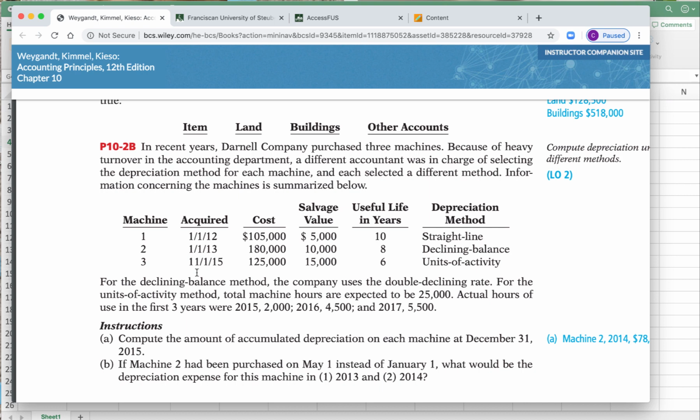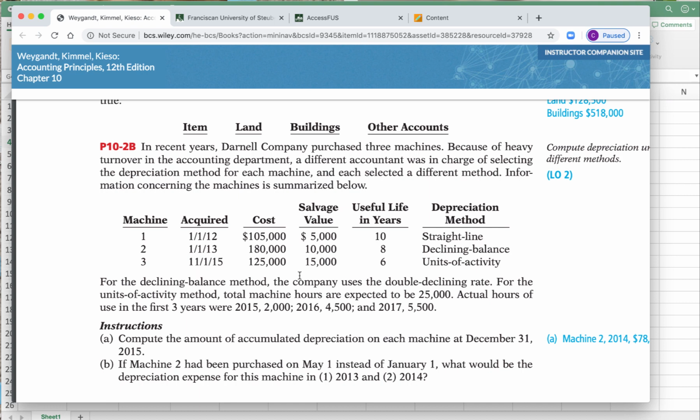You might be thinking, oh, okay, I got to take the year and then break it down based on 2 months out of the year. That would be correct if we were using straight line. We're not using straight line. We're using units of activity. So we can assume that the 2,000 hours that the machine ran in year 2015 represents November and December.